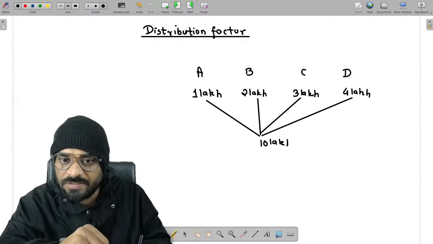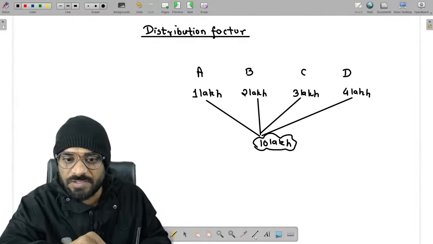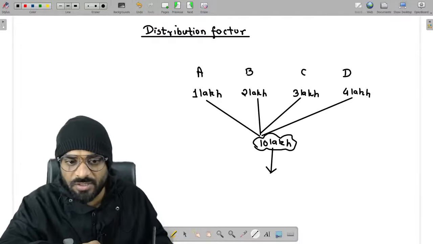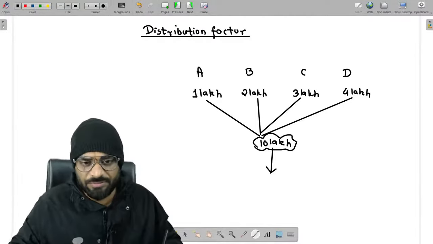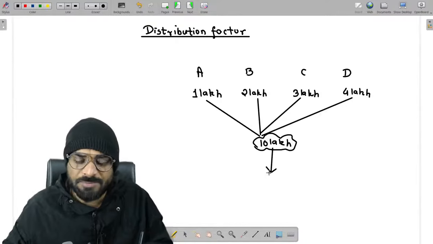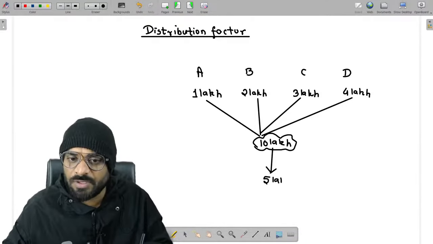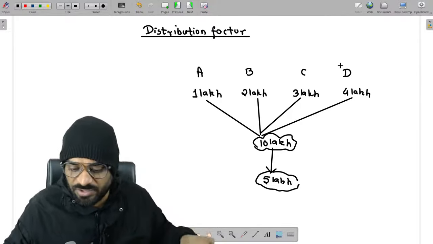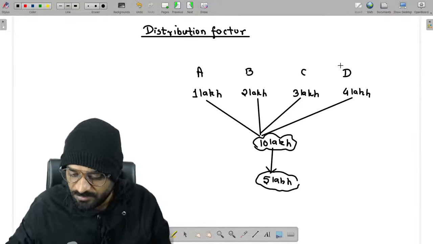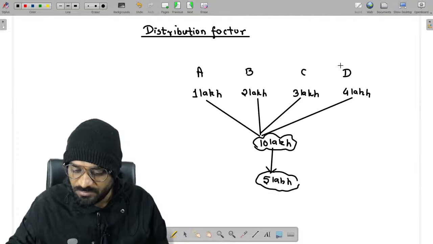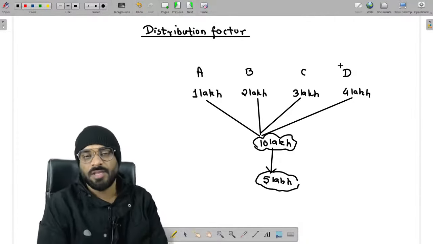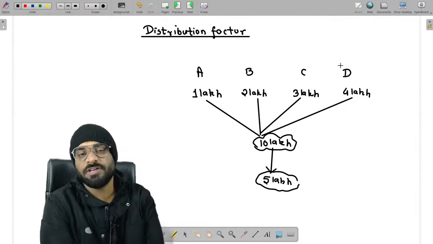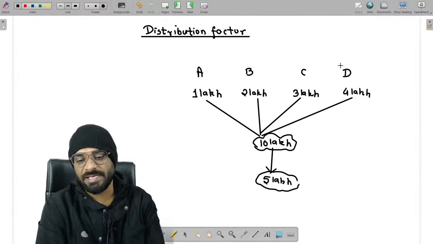Now tell me, guys, let us suppose in this particular case, we have some profit. Let us suppose the company got some profit from a project and that particular profit is 5 lakh rupees. Now tell me, guys, how I can distribute this 5 lakh to A, B, C, and D. That is my question. Very simple and logical.